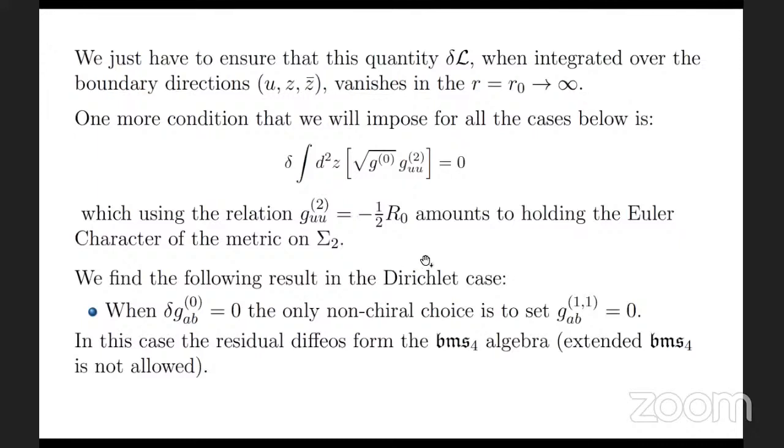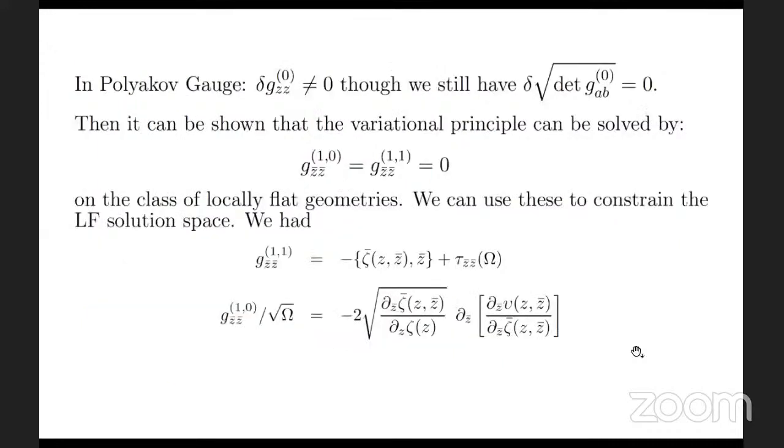So for example, if you take it to be Dirichlet boundary condition, so that means delta G0_AB is 0, then the only non-chiral choice corresponds to G11_AB. You remember G11_AB is basically the U-dependent part of G1_AB. That should be 0. And it turns out that the asymptotic symmetry algebra in this case, the symmetry algebra of the space of flat solutions in this case, is exactly BMS4, but not extended BMS4. It's exactly BMS4. But we are interested in the Polyakov gauge.